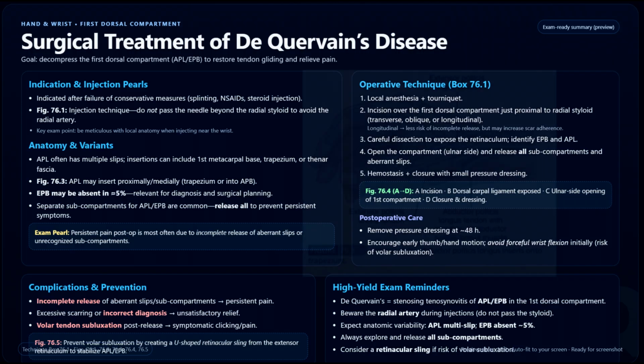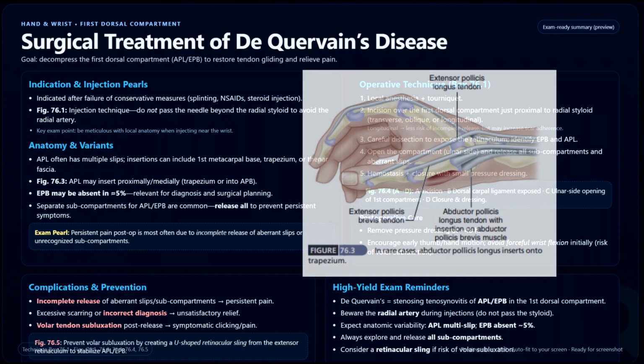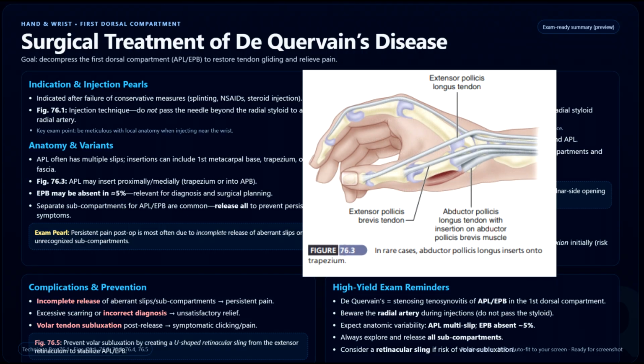In Figure 76.3, this anatomical variability is demonstrated. The abductor pollicis longus can insert proximally and medially into the trapezium or into the abductor pollicis brevis muscle. Remember for exams, the extensor pollicis brevis may be absent in about 5% of individuals, which can complicate diagnosis and treatment. The surgical technique itself is described in Technique Box 76.1.